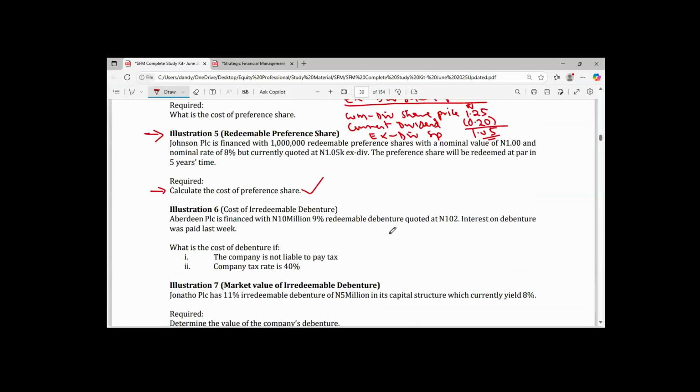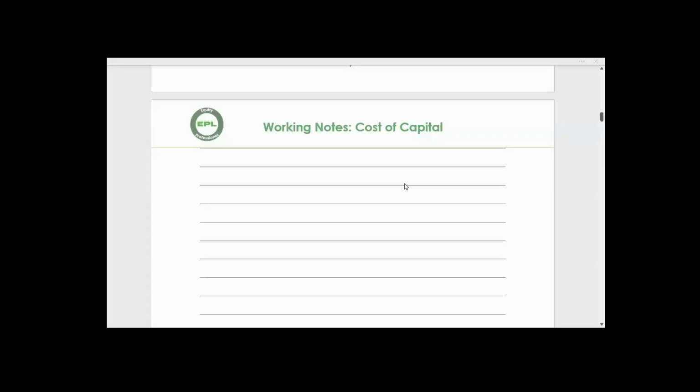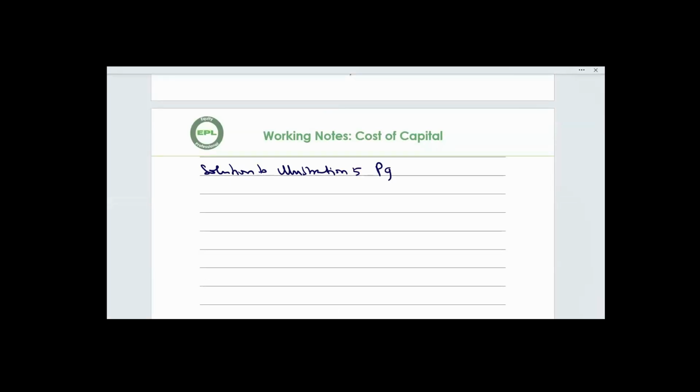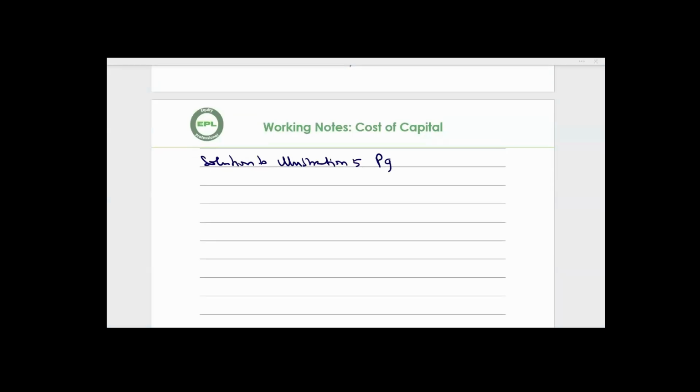I will stop sharing this. So let's go to the working notes. Okay. Solution to illustration number 5. Okay, illustration 5, page. What page is that? Page 29.